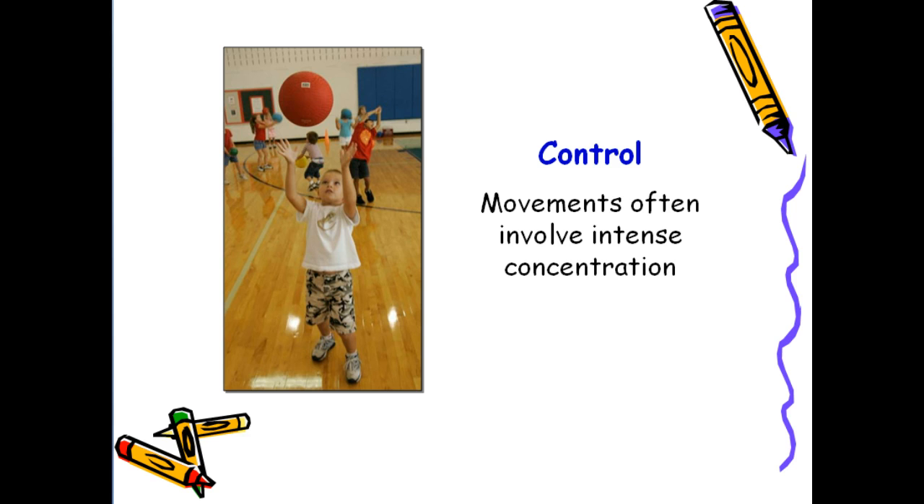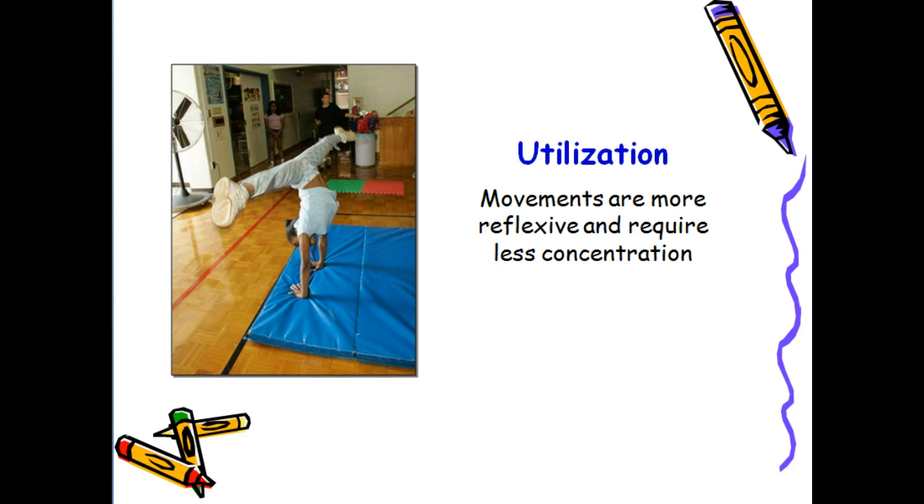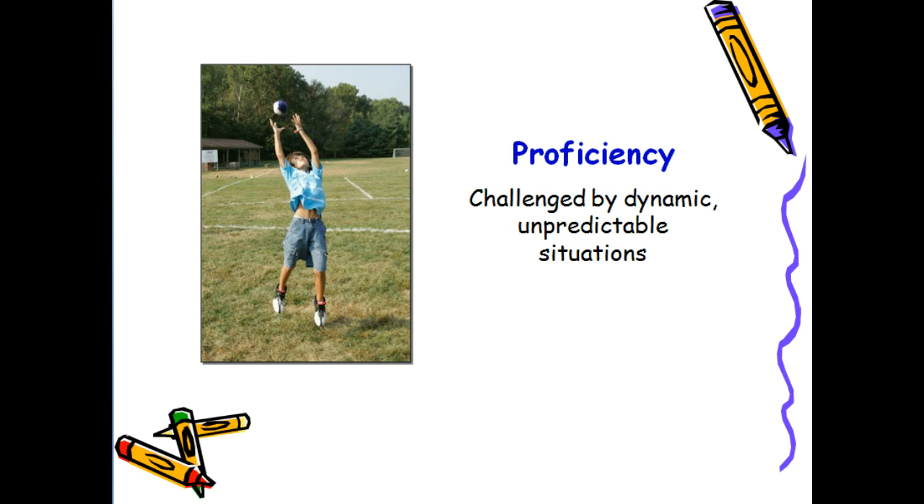At the control level, movements often involve intense concentration. They're also more repetitive and more continuously done. At the utilization level, the skill and movements are more reflexive and require less concentration. And of course, at the proficiency level, students are usually challenged by dynamic and unpredictable situations.